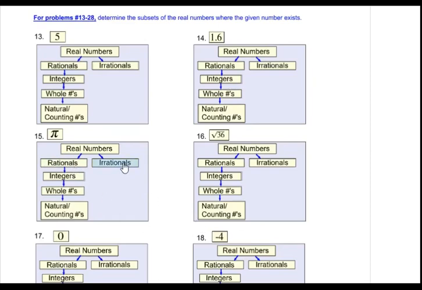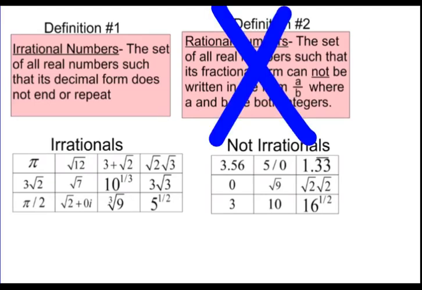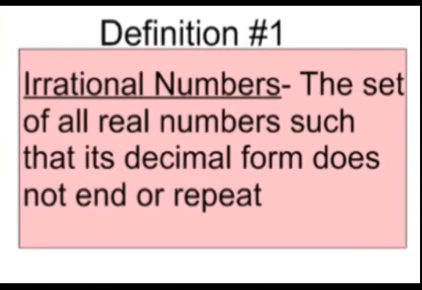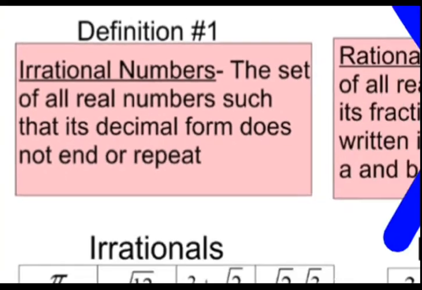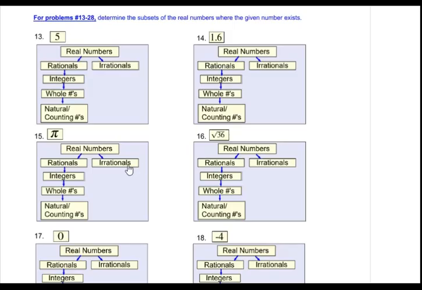Let's look at the definition of irrational. Again, we have two definitions of irrational numbers. Let's look at the decimal definition. Irrational numbers is the set of all real numbers such that its decimal form does not end and it does not repeat. That describes pi. The decimal value does not end and it does not repeat. So for number 15, we will click irrational numbers and we will click real numbers.